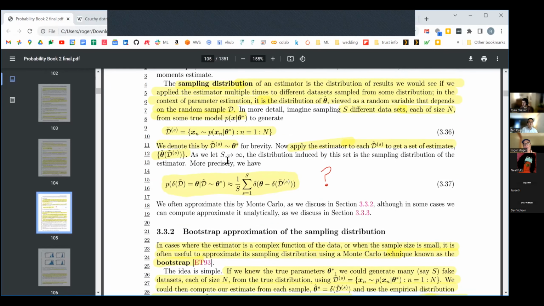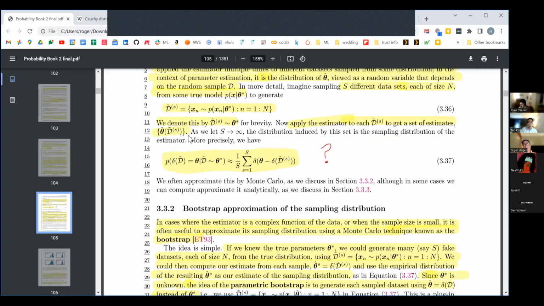So let's see. Now apply the estimator to each data set to get an estimate of the parameters. This was my little question mark here: I wasn't clear if that delta and that delta were the same, because it kind of looks like this is the decision delta and this is the Dirac delta. Yeah, I think you're right. Okay. All right, just to make it very clear. Yes. So they're looking for the distribution induced by it. So now that's my complete understanding of the difference between the two.